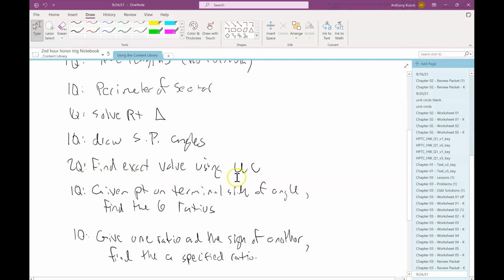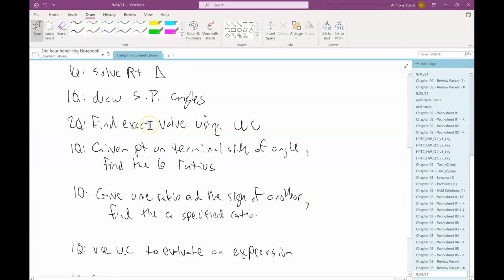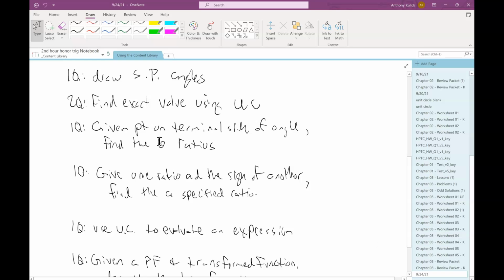You'll have two questions where you have to find the exact value of something using the unit circle. The unit circle would be provided. You don't have to memorize that. You have one question where I give you the point on the terminal side of an angle, and you have to find the 6 ratios. So there you'll need to make sure you have memorized like the standard position angle definitions for sine, cosine, and tangent, like x over r and y over r and all that jazz. But not bad, because it's basically still just SOHCAHTOA, right?